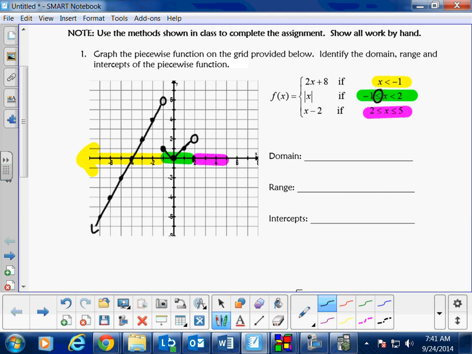Lovely. And lastly, we're going to go ahead and just do the piece from 2 to 5. Now I have x minus 2, which means I have an intercept here at the y-axis.